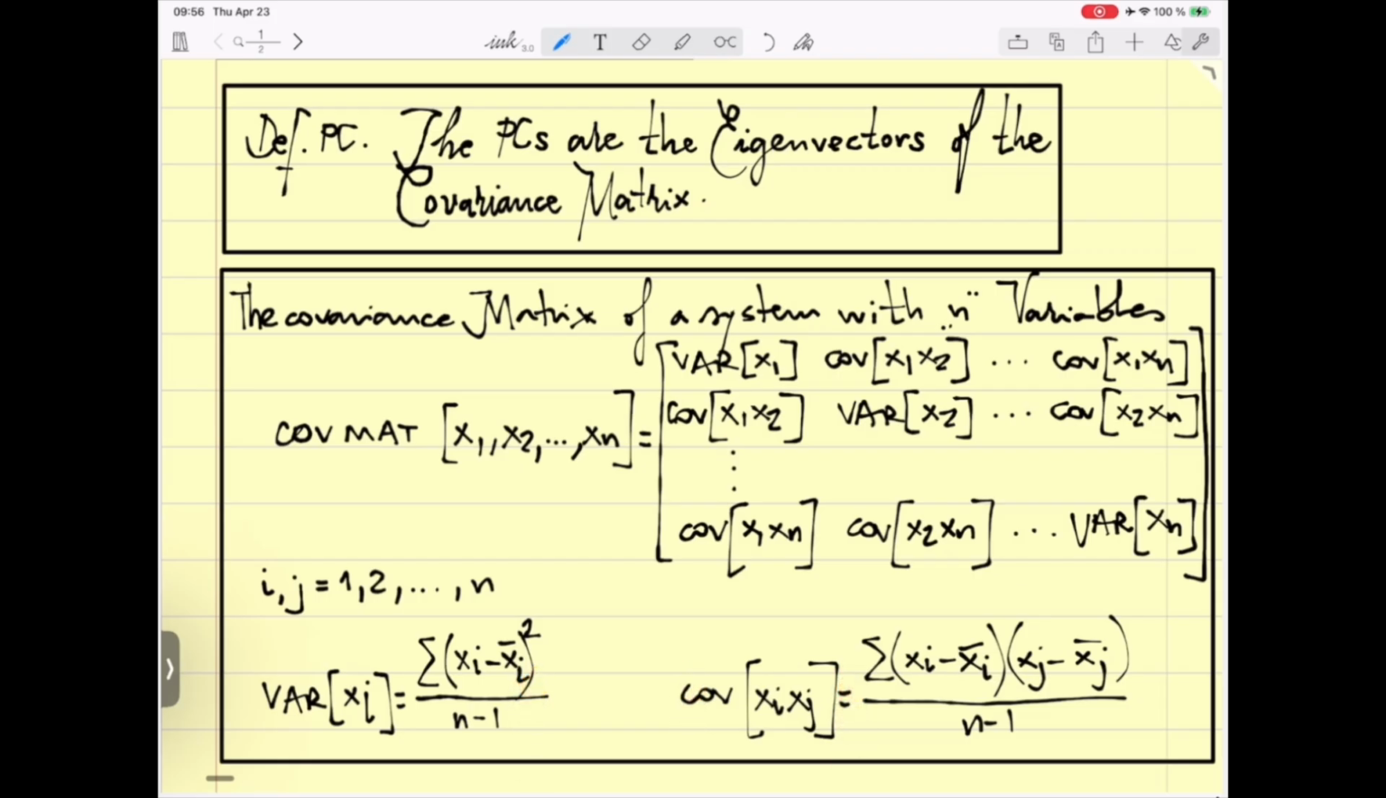So, okay, vielen Dank. The principal components are the eigenvectors of this matrix. Okay, so this is something maybe new and something that we need to take care of.